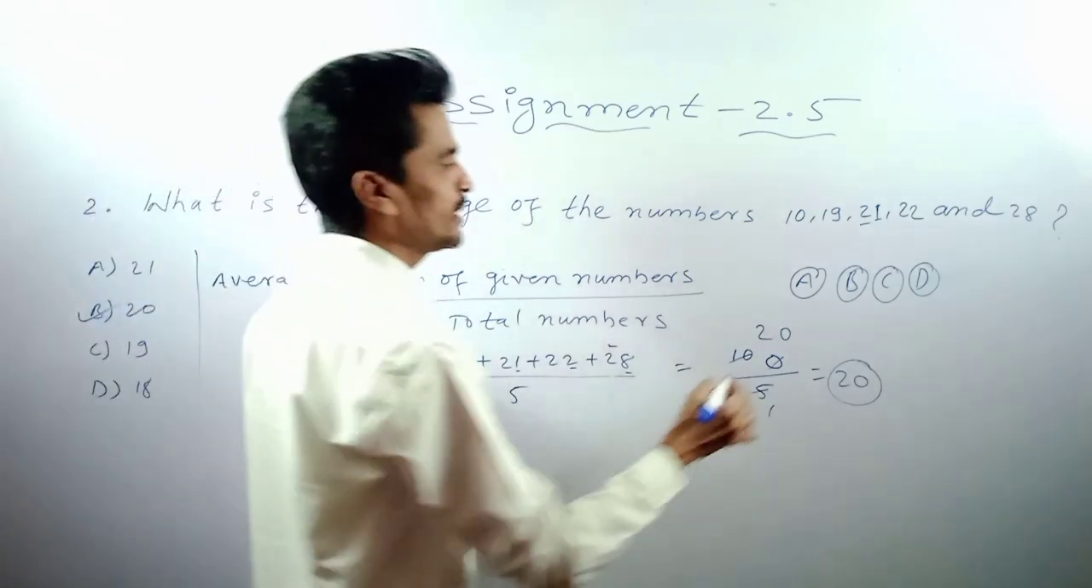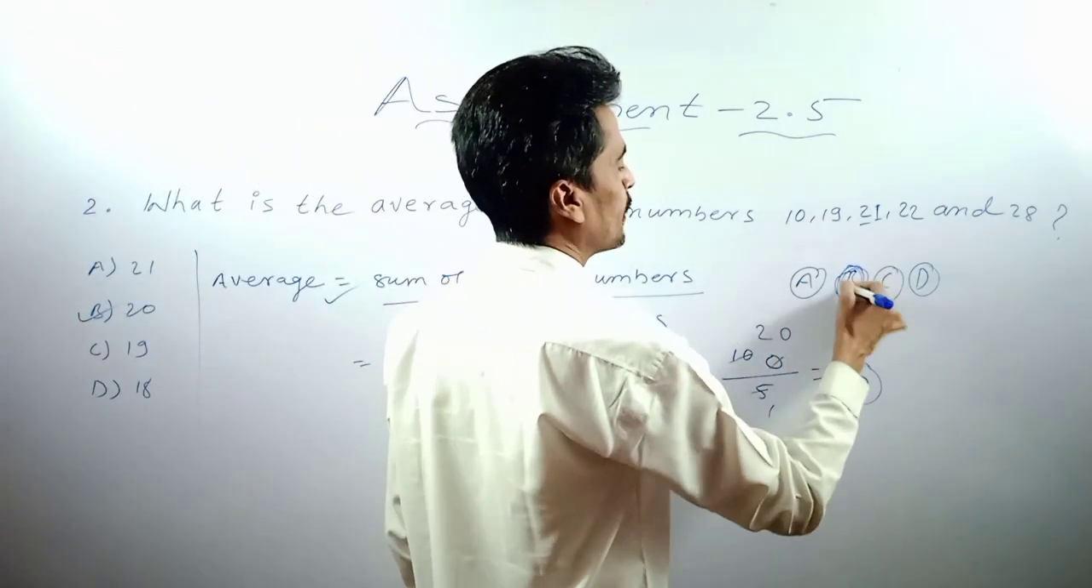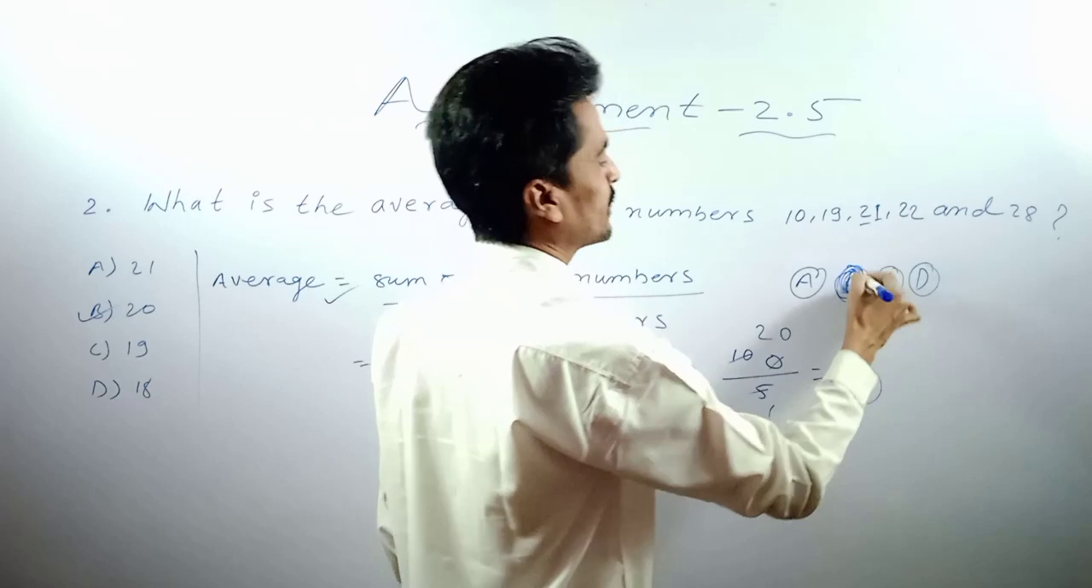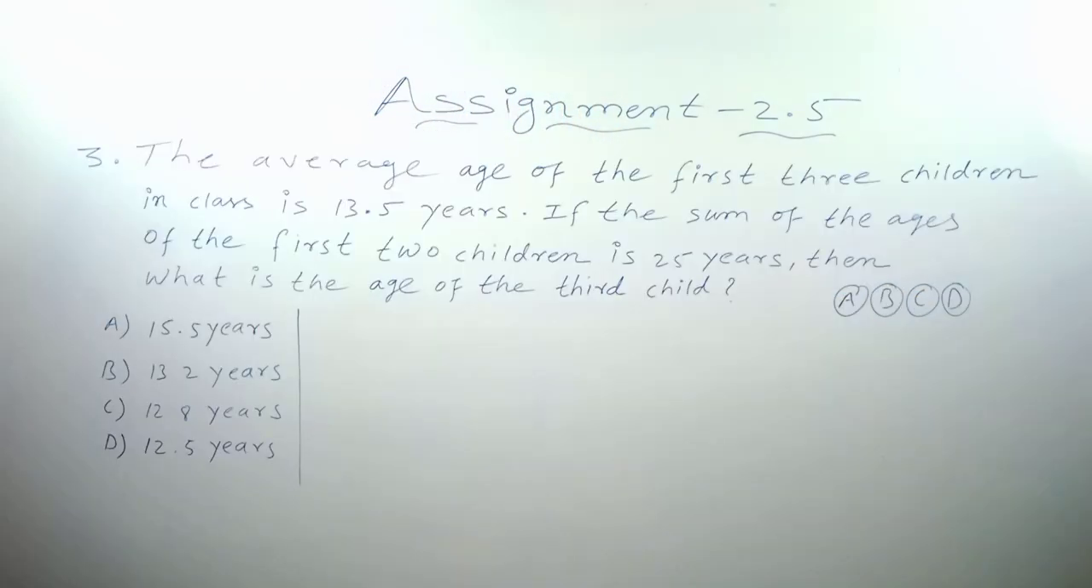So that I am coloring here the option number B very well. Why? Because it is our correct answer option.